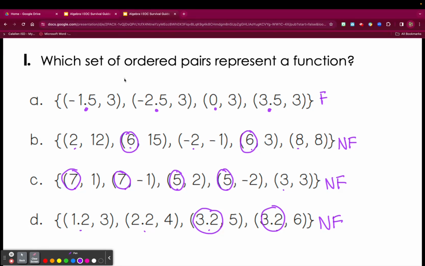So again, the question says, which set of ordered pairs represents a function? So here, the only set of ordered pairs that represents a function is going to be A.